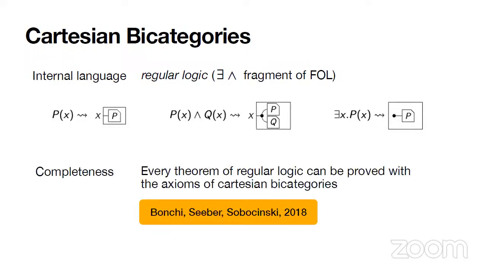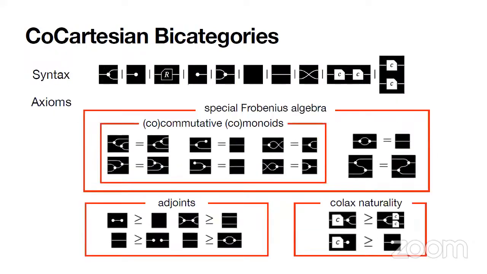It has been shown that the axioms of Cartesian bicategories are complete for regular logic, and we will see later what this means, formally. So one interesting thing that one can do is to think of co-Cartesian bicategories, which are kind of its dual. To differentiate the syntactic presentation of Cartesian bicategories from the one of co-Cartesian, we simply swap all the colors. The background is black and the wires are white. But the generators are the same.